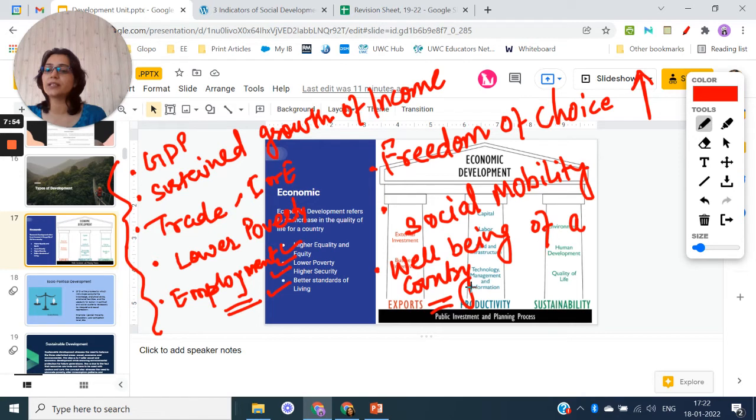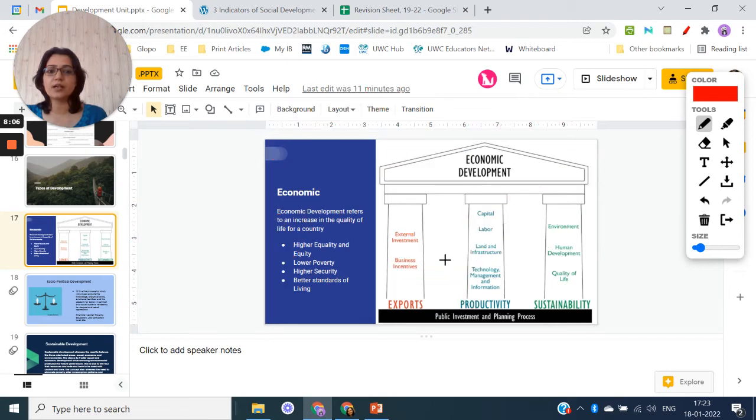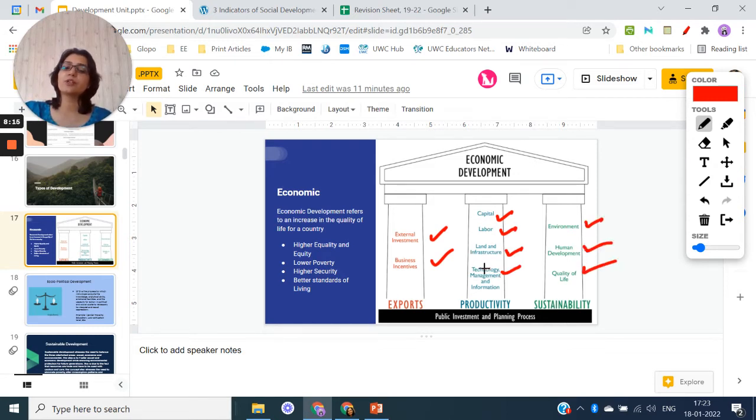If all these things are falling in line, then a country may think of the well-being of its people, because it has already achieved the basic needs. Apart from this, you can see these points also, which are mentioned on the slide. Okay, so this is about economic development.